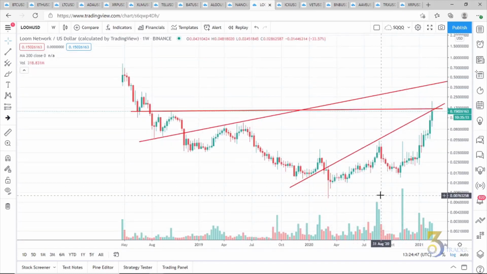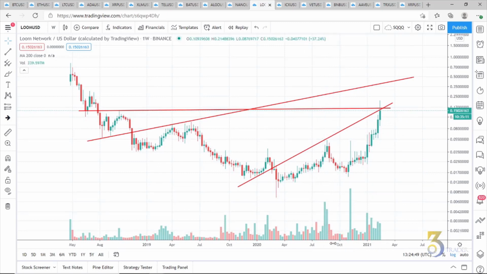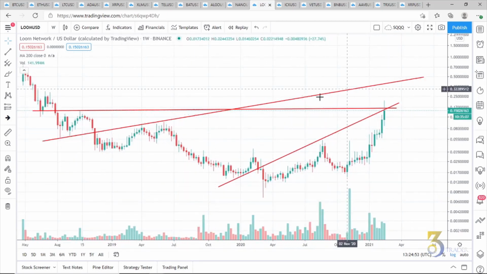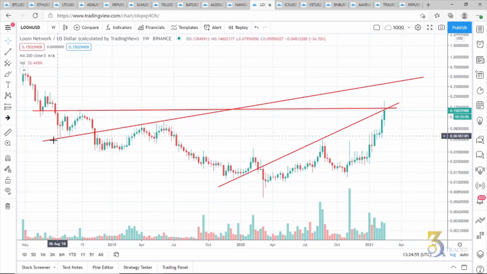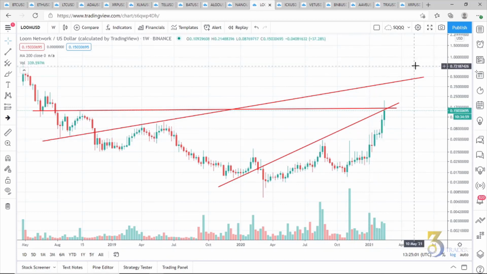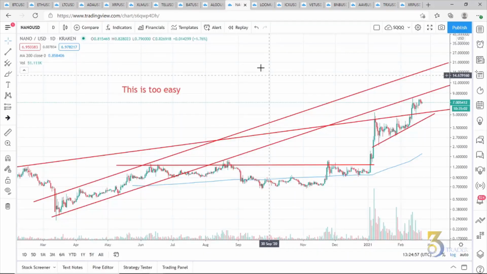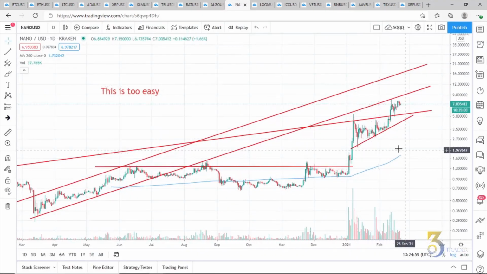Weekly on Loom. Look at this old trend line back here. No one's looking at it. No one's looking at this. They're looking at this, maybe this stuff in here. No one is zoomed out. No one knows about these targets. Team 360 does. I mean, guys, this is too easy.